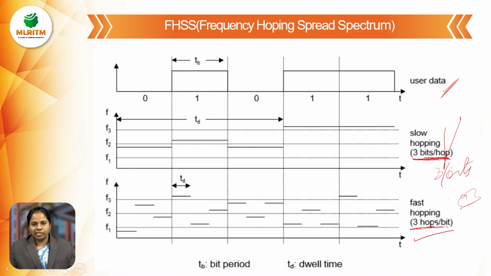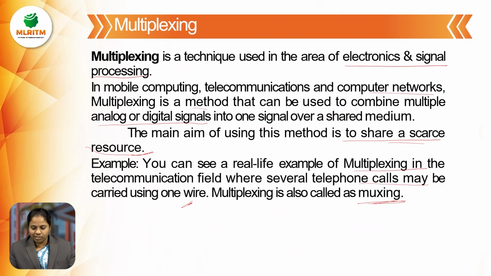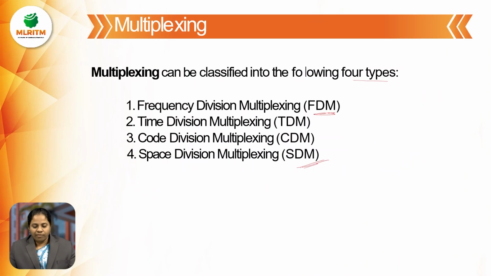Let us summarize today's class. Today we have seen multiplexing. Multiplexing is nothing but a combination of analog as well as digital signals, and it can transmit multiple analog or digital signals into a single medium. We have completed 4 types of multiplexing: frequency division multiplexing, time division multiplexing, code division multiplexing, and space division multiplexing.